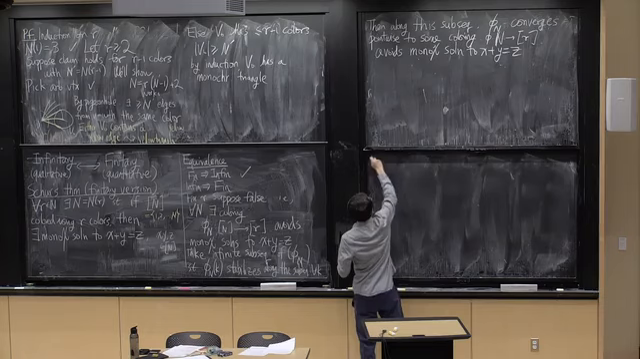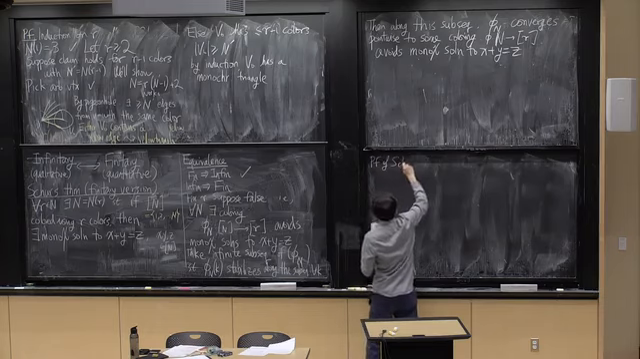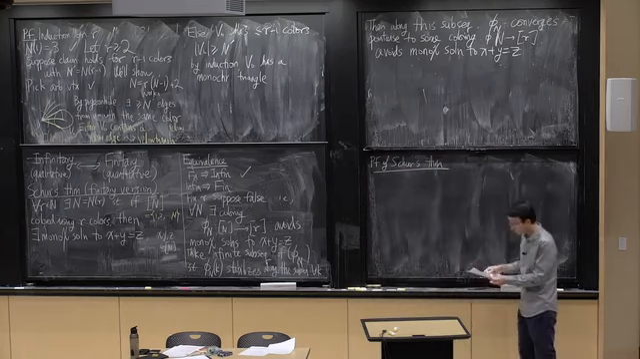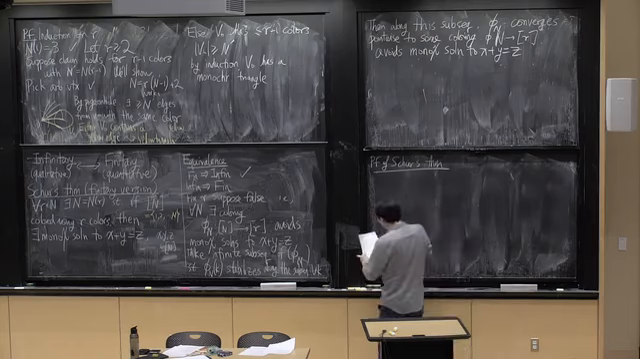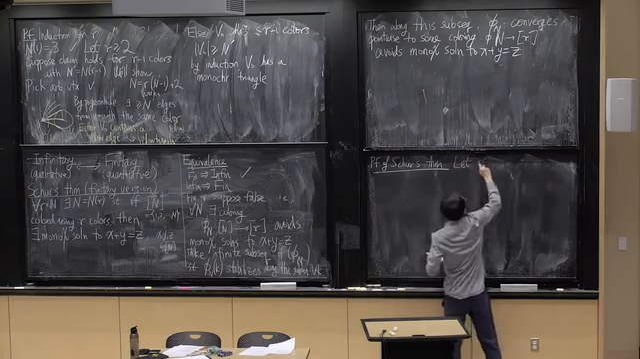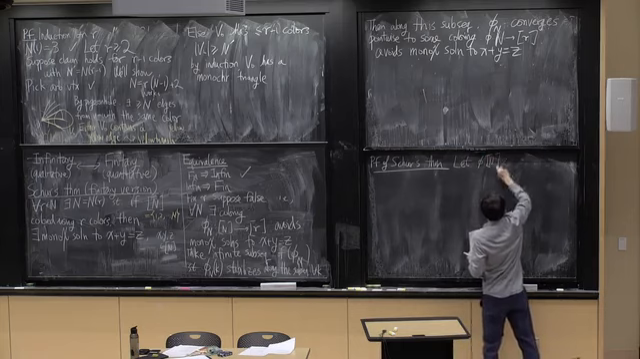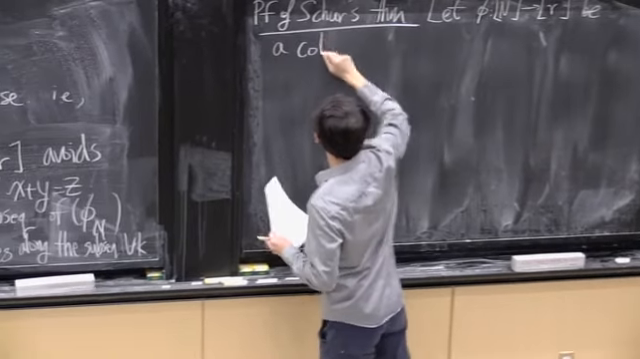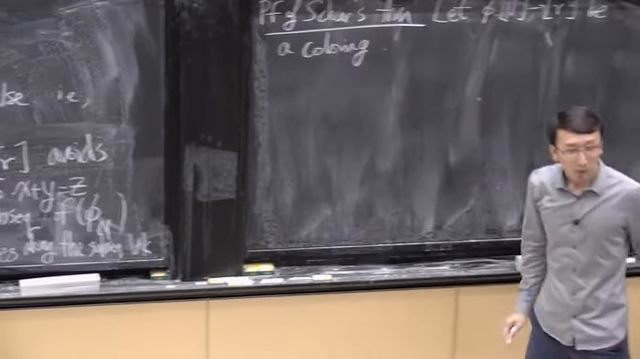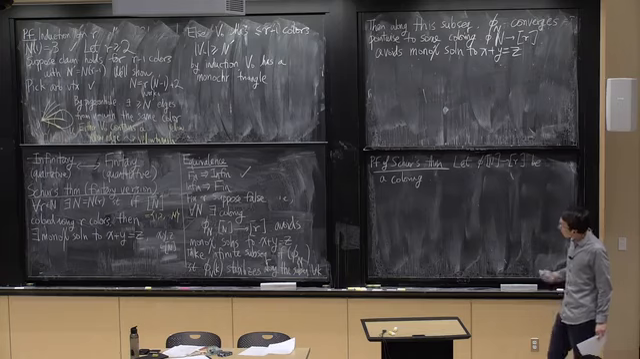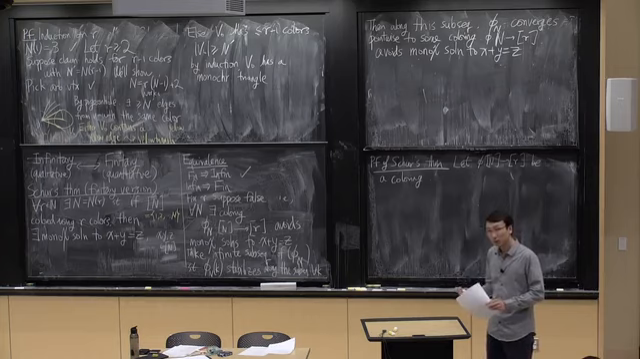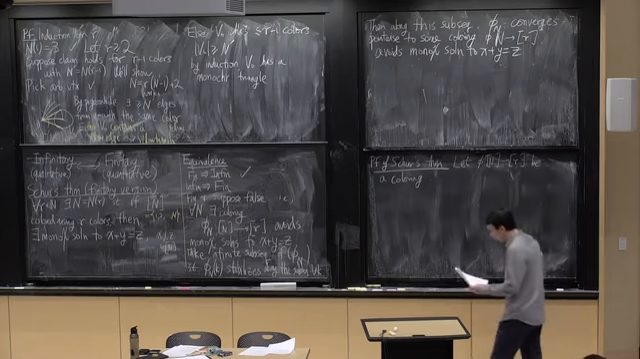All right, so let's prove Schur's theorem. Let's start with a coloring of 1 through n. And I want to form a graph with colors on the edges that are somehow derived from this coloring on these integers. And here's what I'm going to do.